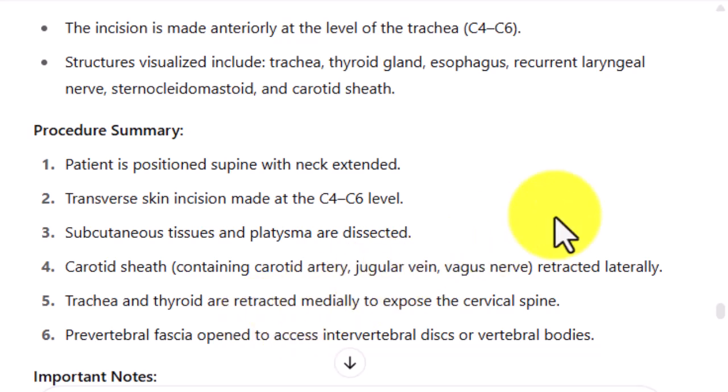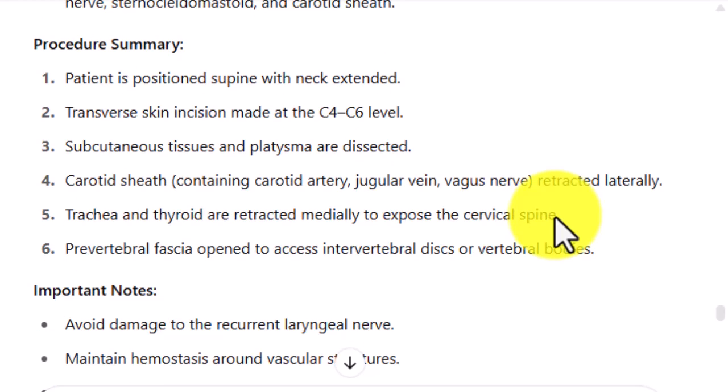Subcutaneous tissue and platysma are dissected. The carotid sheath, containing the carotid artery, jugular vein, and vagus nerve, is retracted laterally. The trachea and thyroid are retracted medially to expose the cervical spine. The prevertebral fascia is opened to access the intervertebral disc or vertebral bodies.